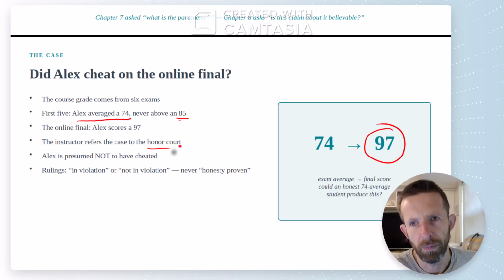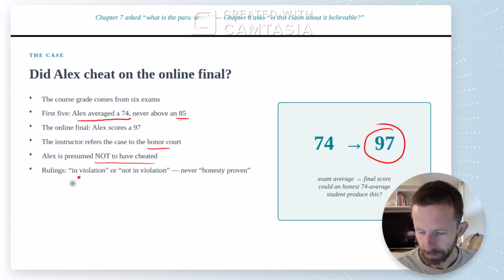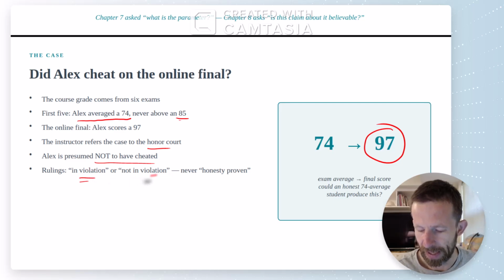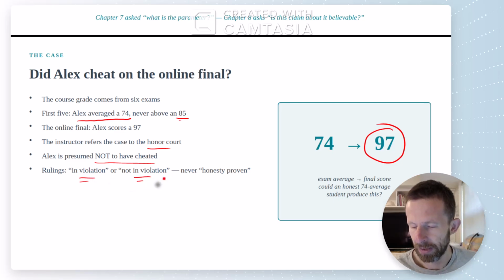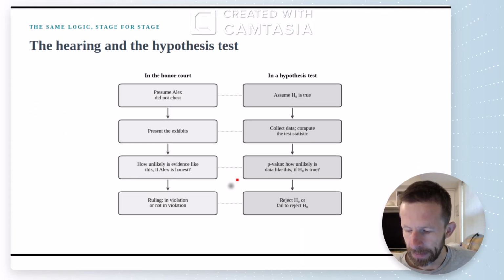And of course, Alex is presumed not to have cheated. So we have this idea of innocent until proven guilty, right? It's on the instructor to demonstrate that Alex, in fact, did cheat. So when the honor court decides, they're either going to rule that Alex is in violation or not in violation. So he'll never be proven to have acted honestly. Either there's proof that he cheated, or there's not enough proof that he cheated, right? So, all right, in this example, we presume Alex did not cheat.